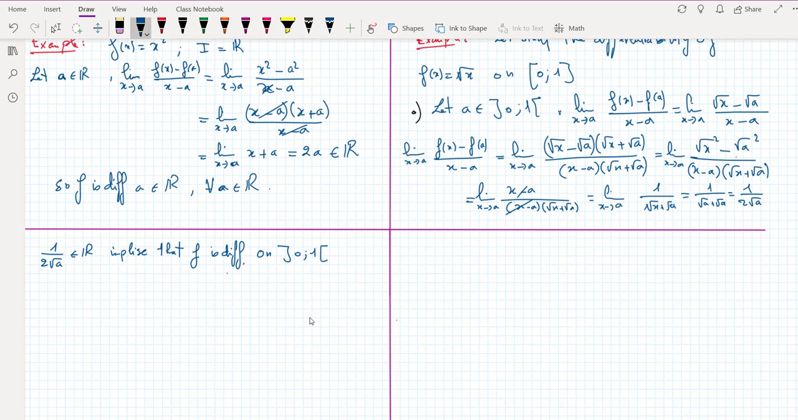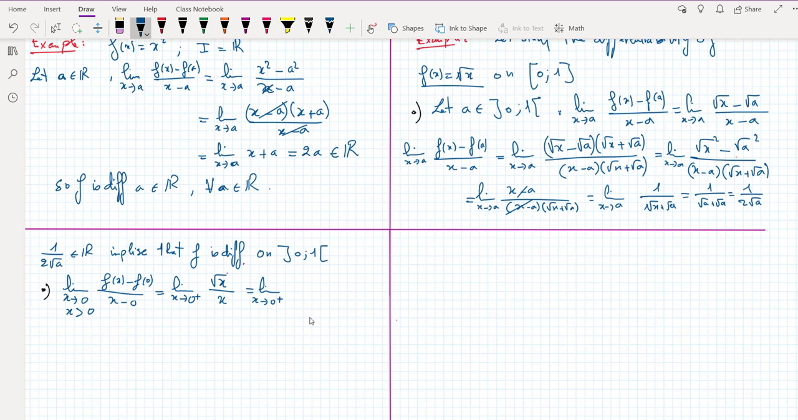Now we need to study the differentiability on the right of 0. So we need to calculate the limit of x tends to 0 on the right, x more than 0, of f(x) minus f(0) over x minus 0, which is noted by 0 plus. f(x) is root x. f(0), if we replace 0 in the function f(x), we will find root 0, which is 0. x minus 0 is x.